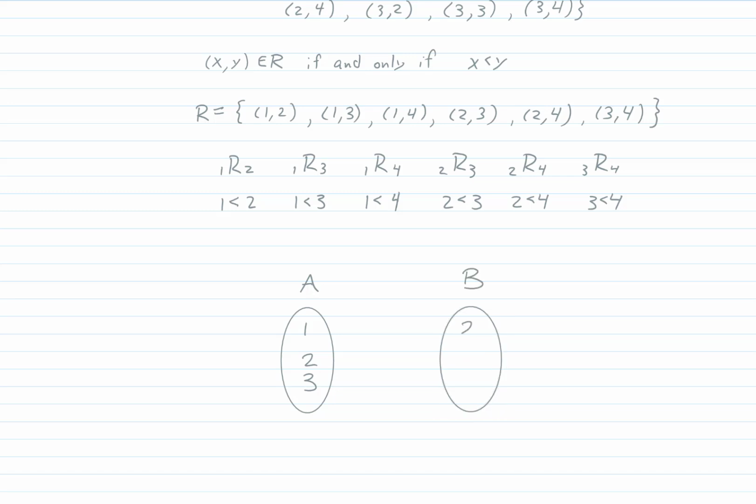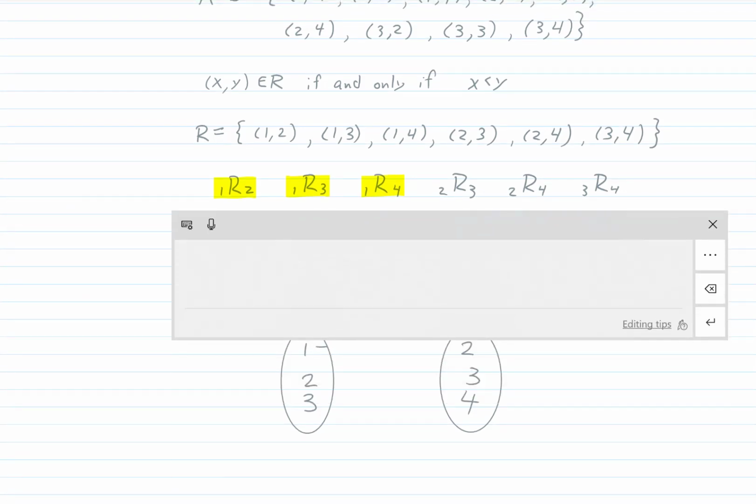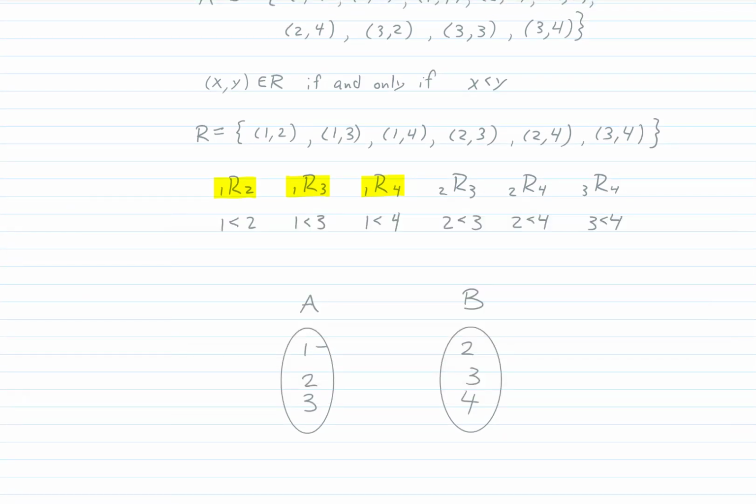And that has 2, 3, and 4, I believe. Okay, and then you draw arrows from the elements of A to the elements in B that they are related to. 1 is related to all 3 numbers in B, right? 1's related to 2, and it's related to 3, and it's related to 4. So I would draw an arrow from 1 to 2, an arrow from 1 to 3, and an arrow from 1 to 4.